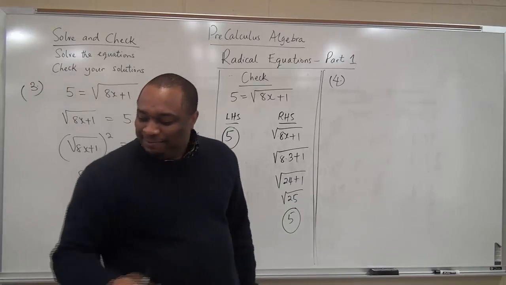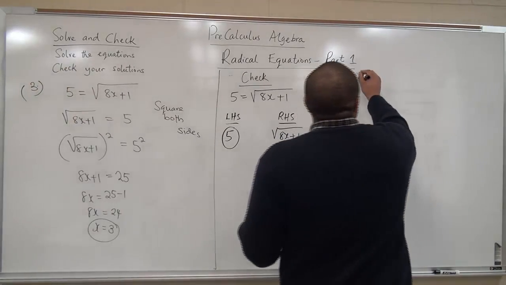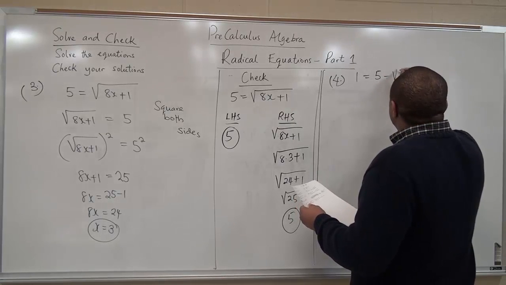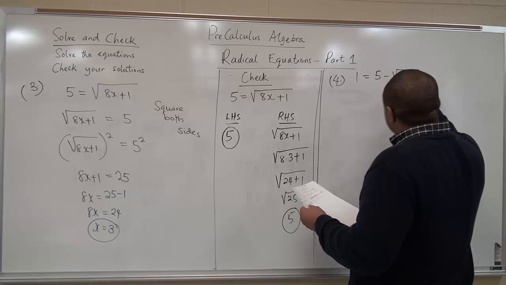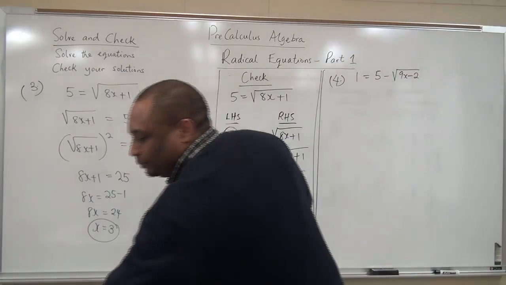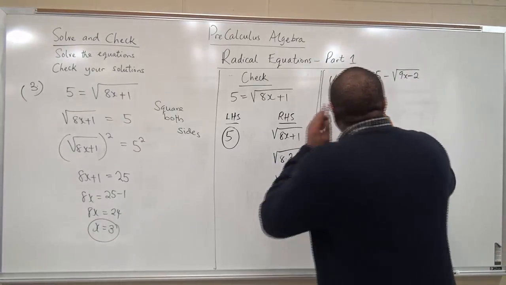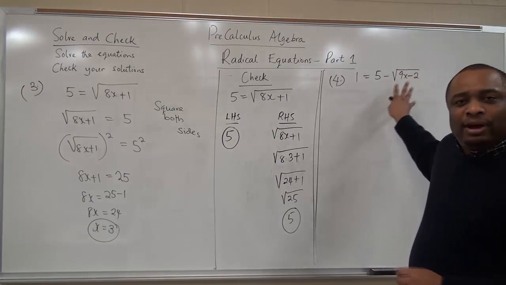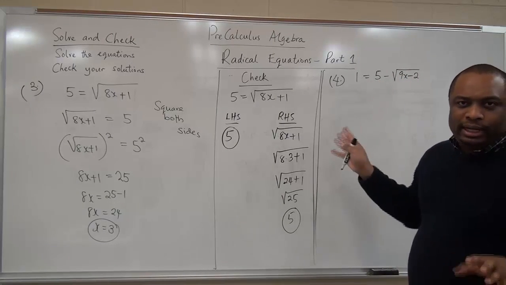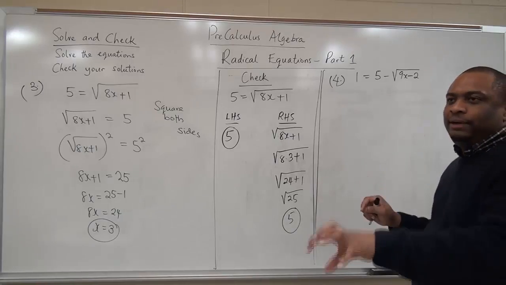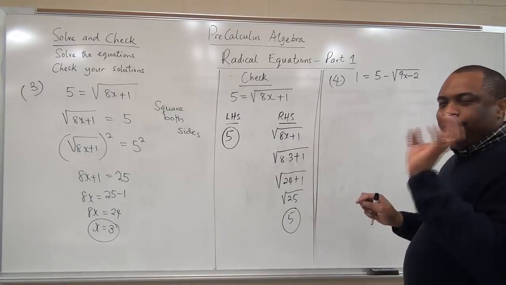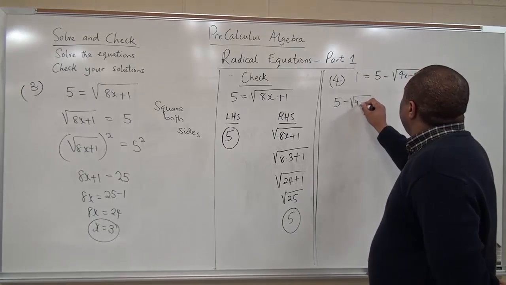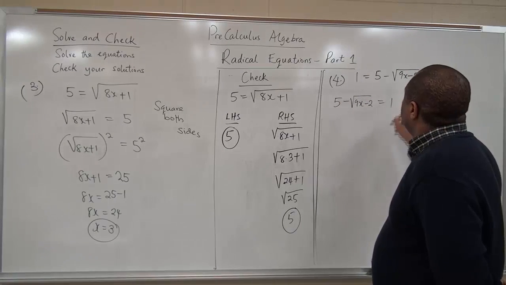Okay, number 4. 1 equal to 5 minus square root of 9x minus 2. Here you see the variable is on the right hand side. We don't want that, so let's swap. Let your left be your right and your right be your left. So this is 5 minus square root of 9x minus 2 equal to 1.